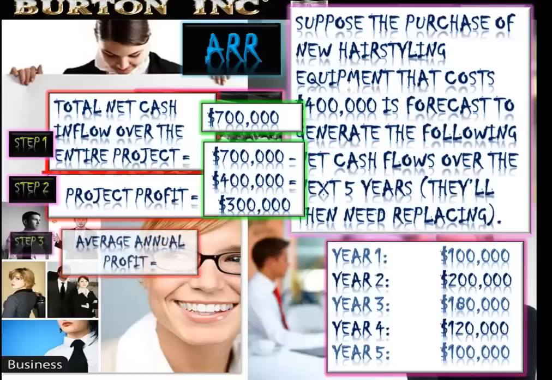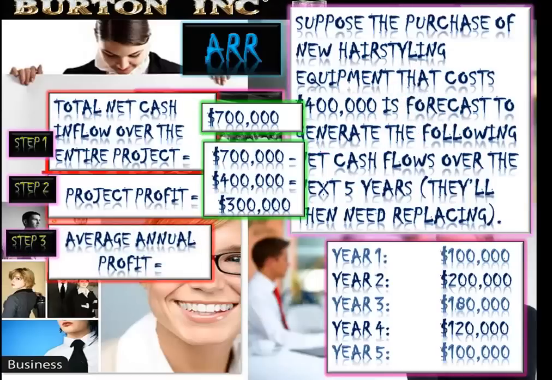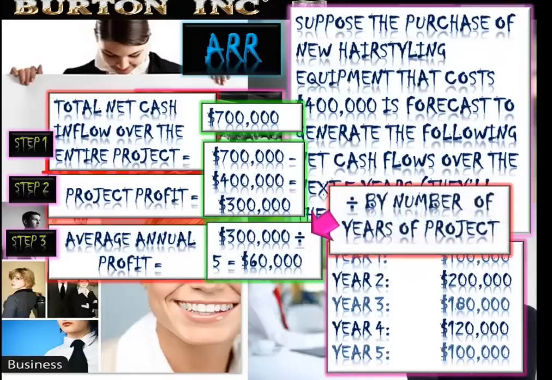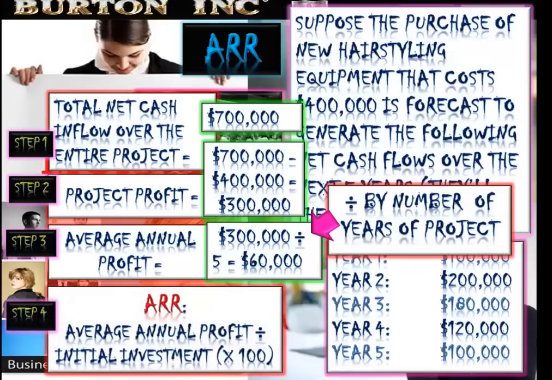Our third step in this process is average annual profit. So if the project profit's $300,000 and that's running over 5 years, we're going to divide that by 5, and $60,000 is the average annual profit. So $60,000 on average per year is what this investment is returning. All we need to do now is find that as a percentage.